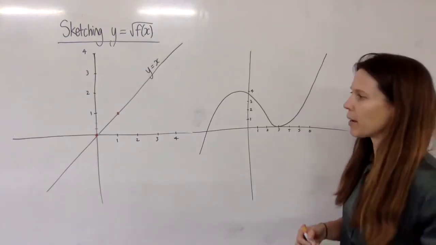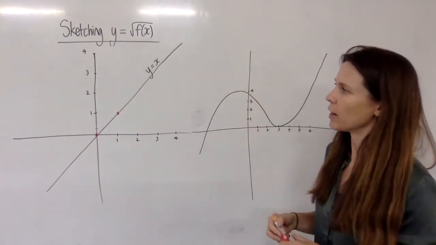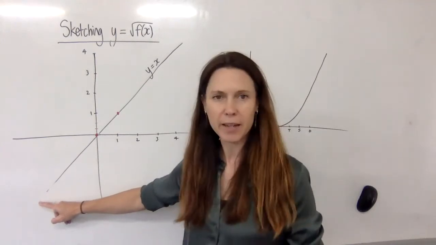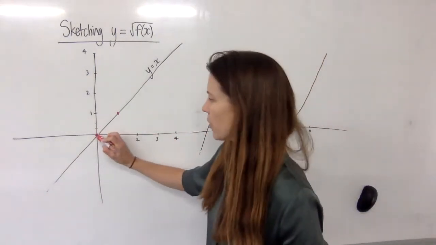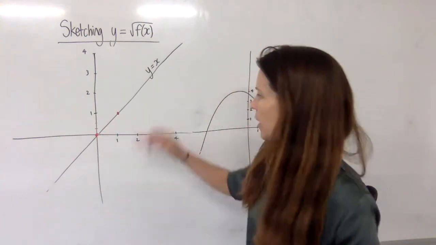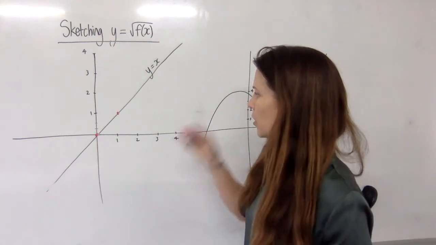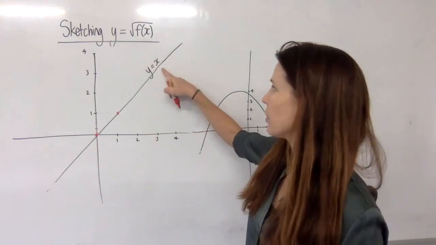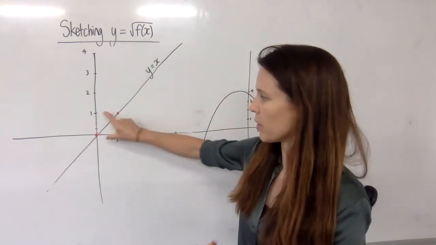Let's have a look at what happens with a couple of different types of graphs. Here we've got the basic straight line y equals x. Now we know we can ignore anything that's below the x-axis because we can't take the square root of a negative number. We also know that zeros are going to remain as zeros, and when y equals 1, it will still equal 1 with our new function. We've also seen that our new function is going to sit above our y equals f of x function when y is anything between 0 and 1.